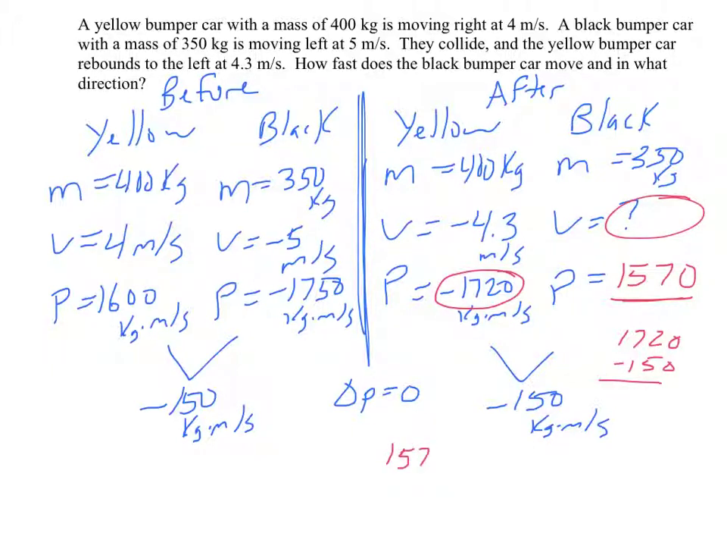So again, 1570 equals 350 times v. So just solve for v, and it's a positive number. It's just about 4.5 meters per second. I'm going to round it. And that's how fast the black car bounces. It's going to be going to the right because it's positive. But bottom line, the momentum was conserved. And we just did this by setting up this chart.